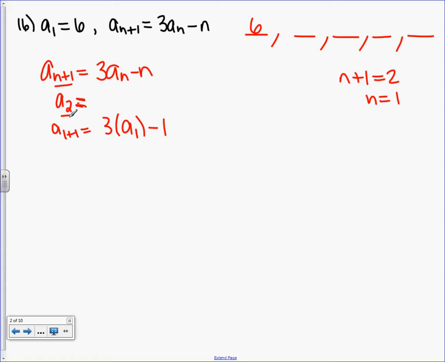If I'm looking for a sub 2, then I want this to be a 2. To make this a 2, what do I have to add to the 1 that's already there? 1. Do you get that? So n is 1, even though I'm on the second term. It's the way that they wrote it that makes n a 1. So, going back to the formula, it's going to be 3 times a sub 1 minus 1, because n was 1. Is that kind of okay?